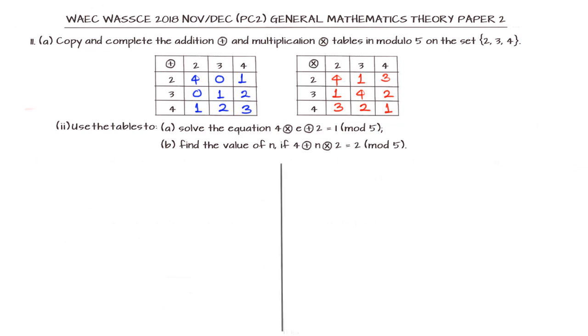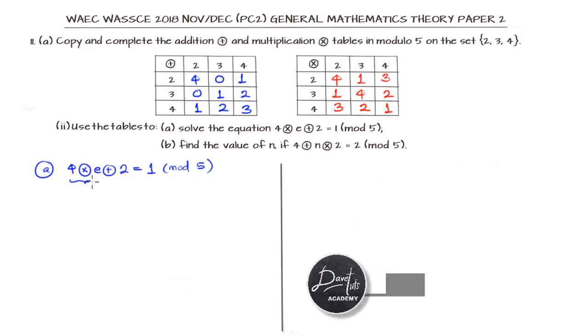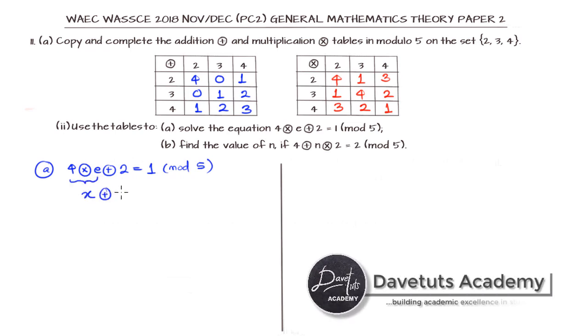Now, to use the tables to solve the equation 4 with the operation on E and the operation on 2 is equal to 1 under modulo 5. Now, first and foremost, our 4 multiplied by E, we can take as a particular number, say x, so that you can write it out to be x plus 2 is equal to 1. Now, under modulo 5, let's say we are working backward. We need to ask ourselves, what number are we going to add to 2 to give us 1 under modulo 5?